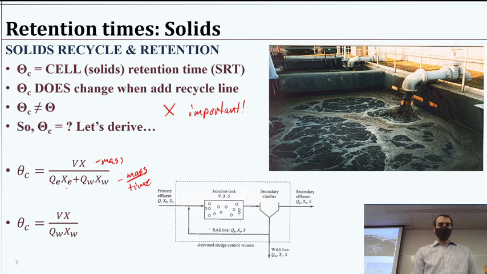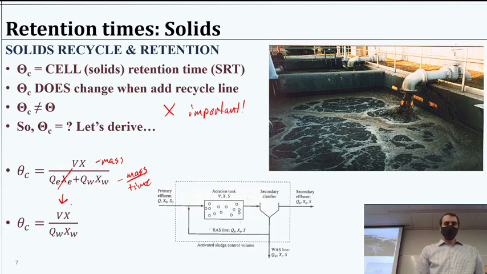Now, earlier we said that XE is zero. So this term goes to zero, and that means we can simplify. Sorry, I'm going to mark this so it's clear. So this whole term goes to zero, which is why we can rewrite it as Vx over QWXW in the case of a perfectly functioning clarifier.